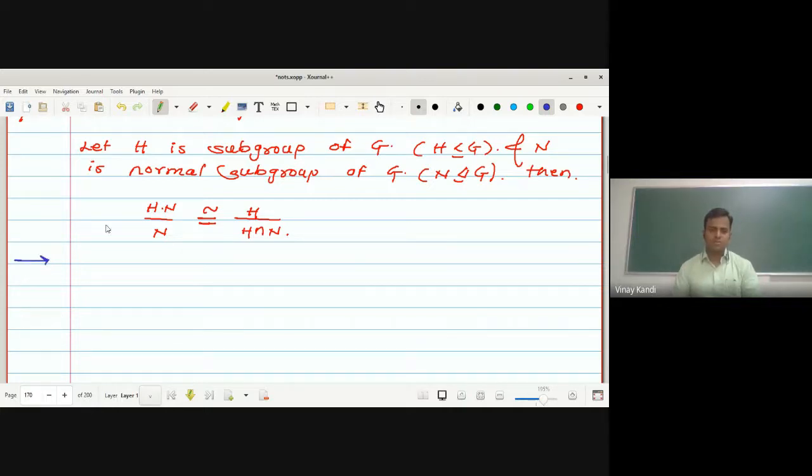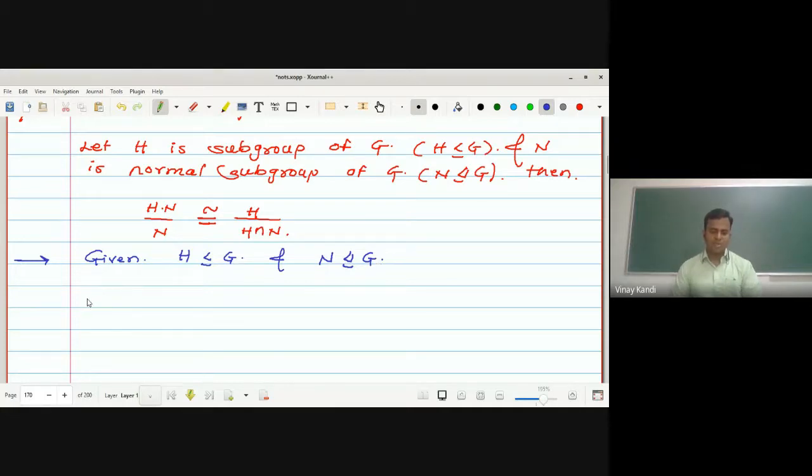If H is a subgroup of G and N is a normal subgroup of G, then we have to show that HN upon N is isomorphic to H upon H intersection N. Okay, write down all the given things first. Given: H is a subgroup of G and N is a normal subgroup of G. Okay, so we have result one.